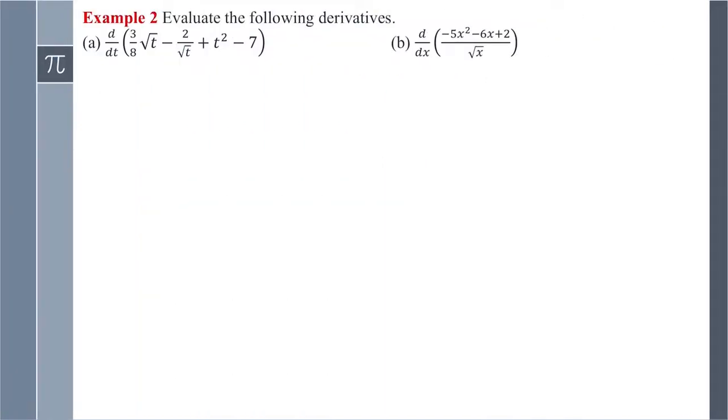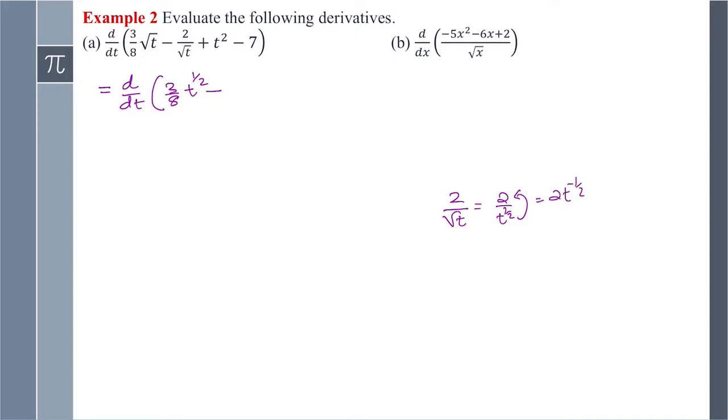So now here, we really don't have a rule for radicals. So what we need to do is change everything into an exponent, because we have that power rule. We have to change everything in terms of the power of the variable. Okay, so here we have the square root of t. So we'll change that into power form. First let's write it this way: the derivative of 3 over 8 times the square root of t, which we can write as t to the 1/2, minus 2 over the square root of t, which we can write as 2 over t to the 1/2, and then if we put it up here, we can write that as 2t to the negative 1/2.